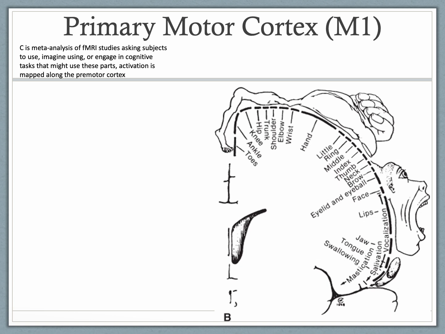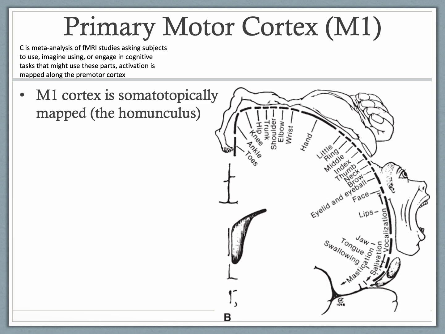So here we have the primary motor cortex, M1. Panel C is a meta-analysis of fMRI studies asking subjects to use, imagine using, or engage in cognitive tasks that might use these parts, and activation is mapped along the motor cortex. So the M1 cortex is somatotopically mapped like a homunculus.